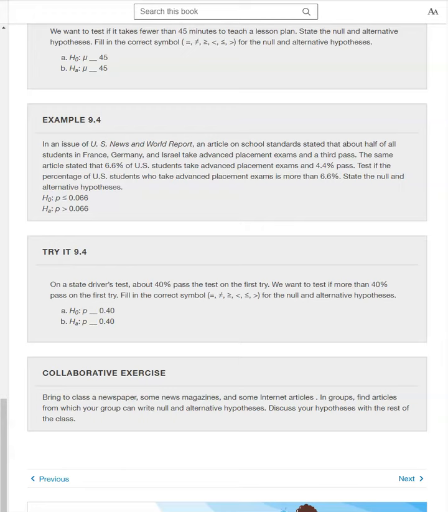All right, let's look at Try It 9.4. On a state driver's test, about 40% passed the test on the first try. We want to test if more than 40%. Well, more than 40% means greater than. So the alternative hypothesis would say that the true proportion is greater than 0.40, which means the null would say the true proportion is less than or equal to 0.40.